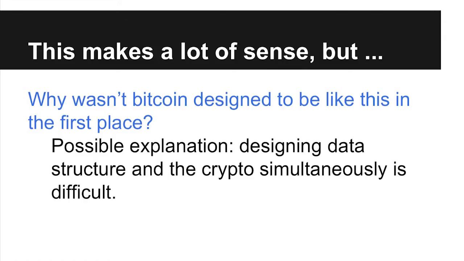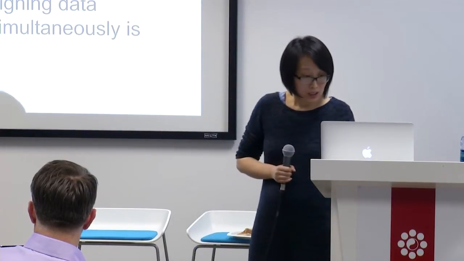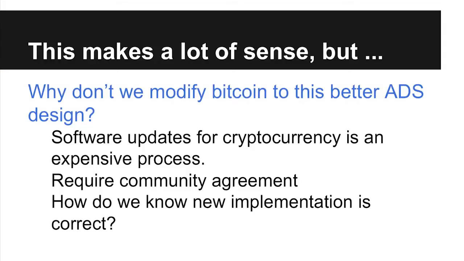Here's what I think. Why wasn't this done in the first place? Thinking about the functionality and thinking about the crypto at the same time is hard. So if the programmer has to do both at the same time, it's easy to not do the best job. Why didn't we modify Bitcoin to incorporate this? Software updates for cryptocurrency is an expensive process. If you want to do an update, you require community agreement. And how do we even know that the new implementation is actually secure? What if it is buggy? This can be really bad.